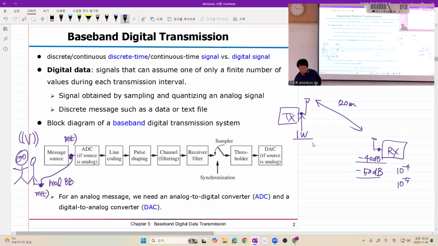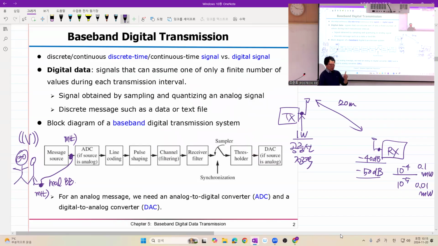So what does that mean? If you apply the power to your antenna, in Korean, 공중선 power, of around 1 watt, what you will receive is less than 1 milliwatt. It's 0.1 milliwatt, and this is 0.01 milliwatt, right? So your received signal is very, very small.